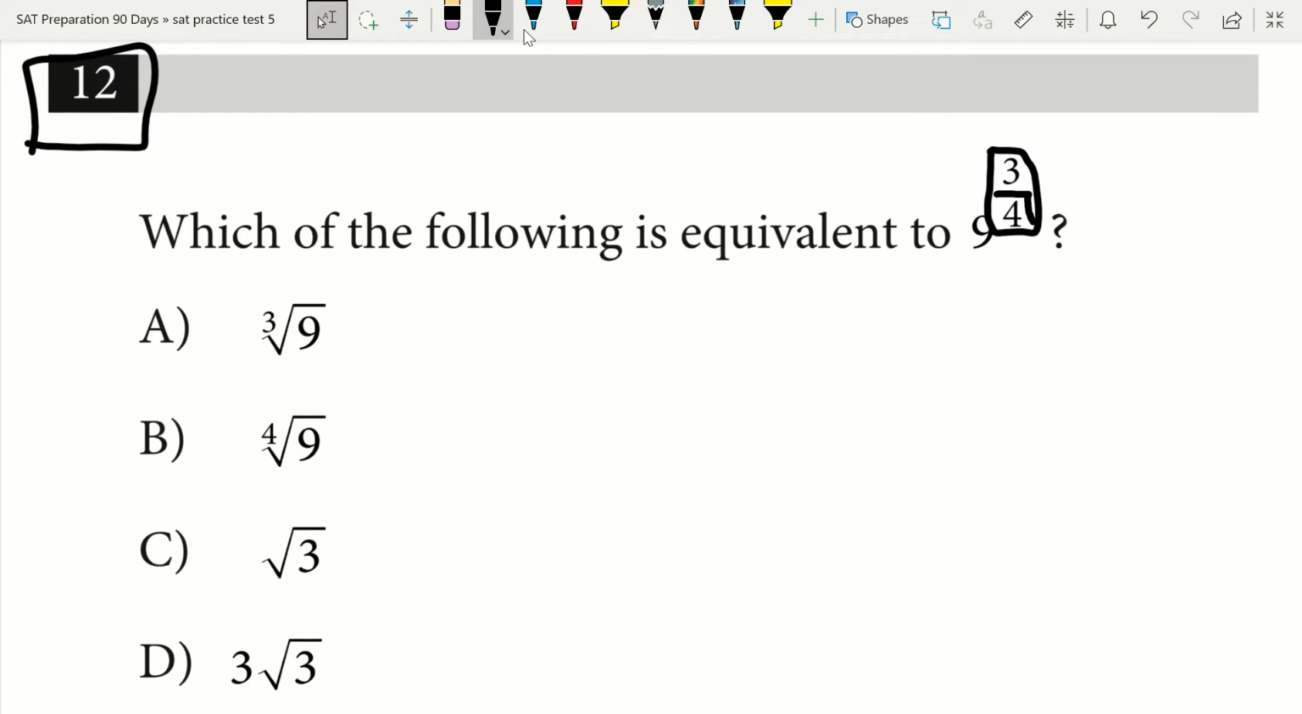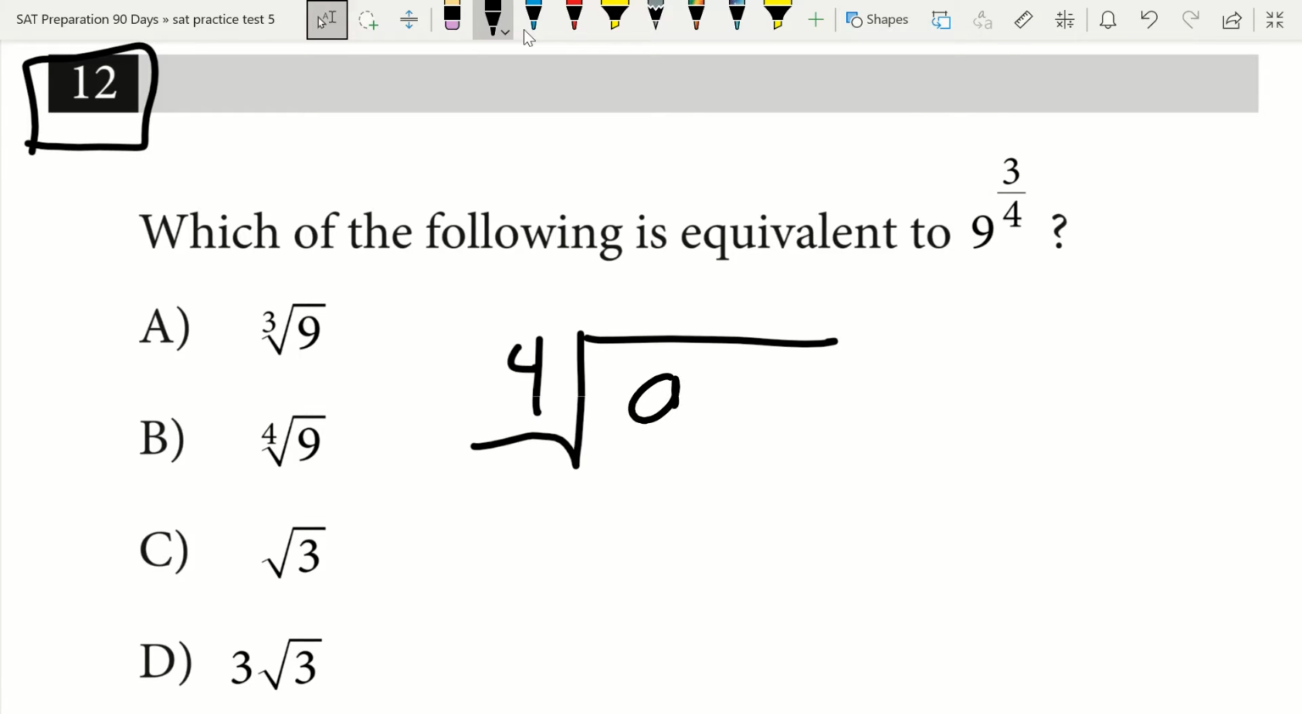Well, anytime that we have a number raised to the power of a fraction, the denominator of our fraction, or our bottom number, is going to be our root. So in this case, since we have 9 raised to the power of 3/4, we're going to have the fourth root of 9 to the third power.